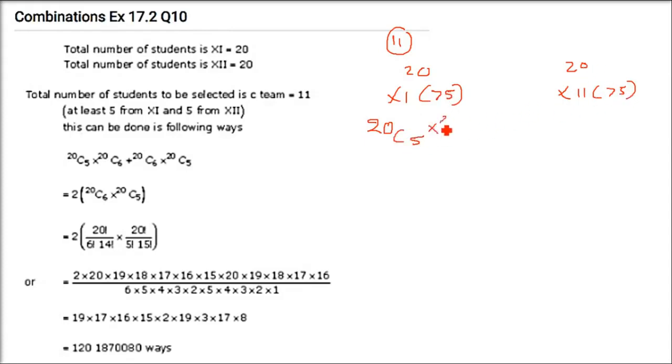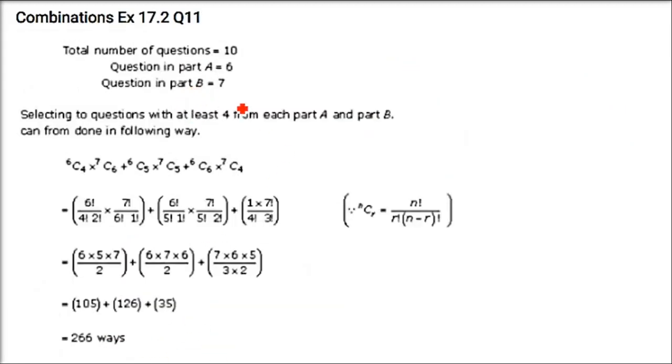So if we take 20C5, then from the 12th class, how many do we take? 5 plus what should be 11? It should be 6. Now if we take 6 from the 11th class, because the total has to be 11, we can take only 5 from class 12, 20C5. 6 and 5 should add up to 11 in total. And this is the answer.